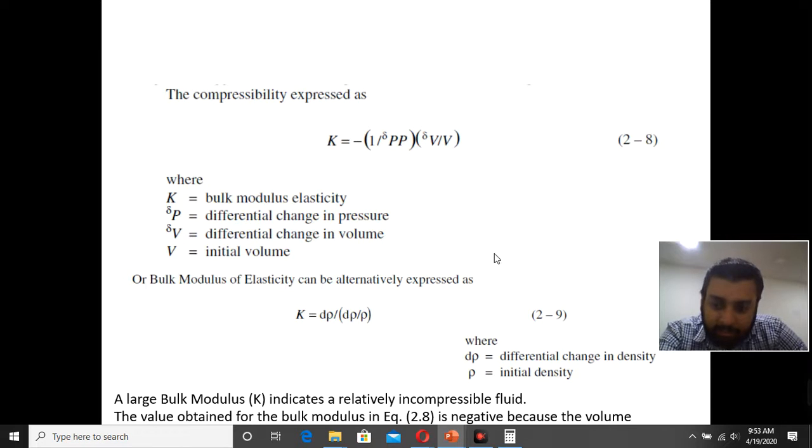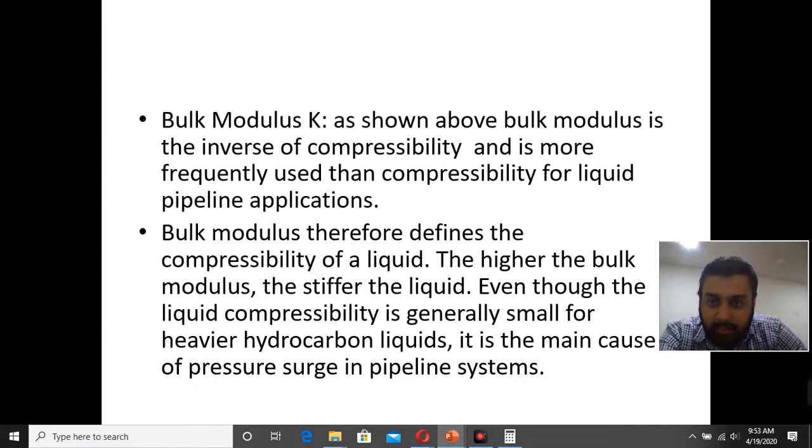Now in pipelines or transportation, we are talking about the bulk modulus. Now what is bulk modulus? It is the inverse of compressibility and is more frequently used than compressibility for liquid in pipelines. The higher the bulk modulus, the stiffer the liquid is. Like, the higher the bulk modulus, the harder the crude oil is. And this bulk modulus is the main cause of pressure surges in the pipeline system. We have to follow the bulk modulus and compressibility, because if they are compressed, then the pressure is different. But they can cause a pressure surge, where the pressures are low when there is no compression, and it can cause a problem in the pipeline and so on.